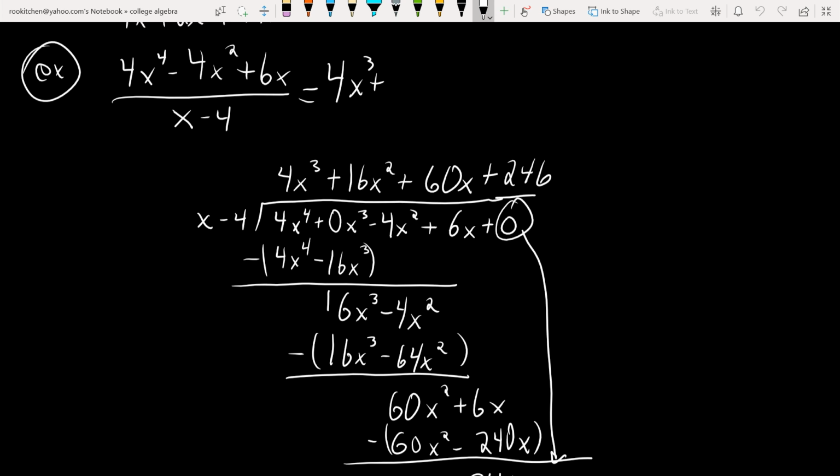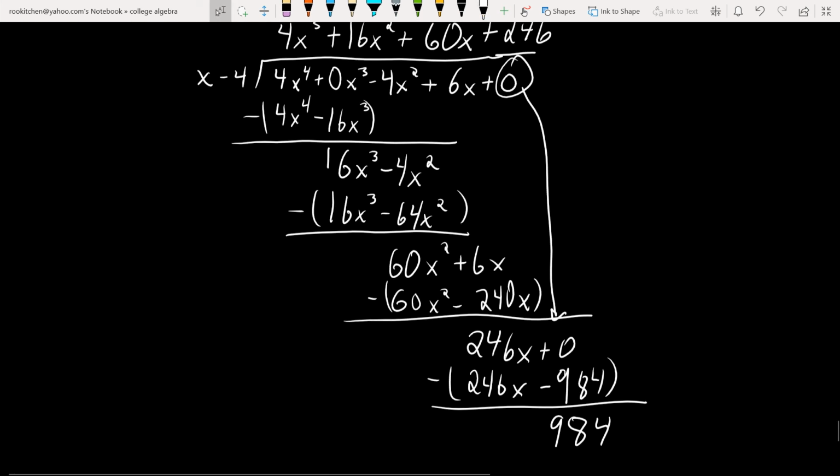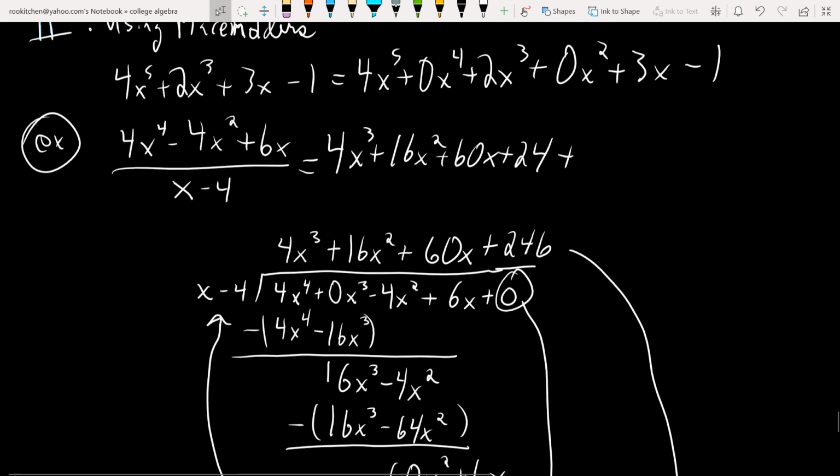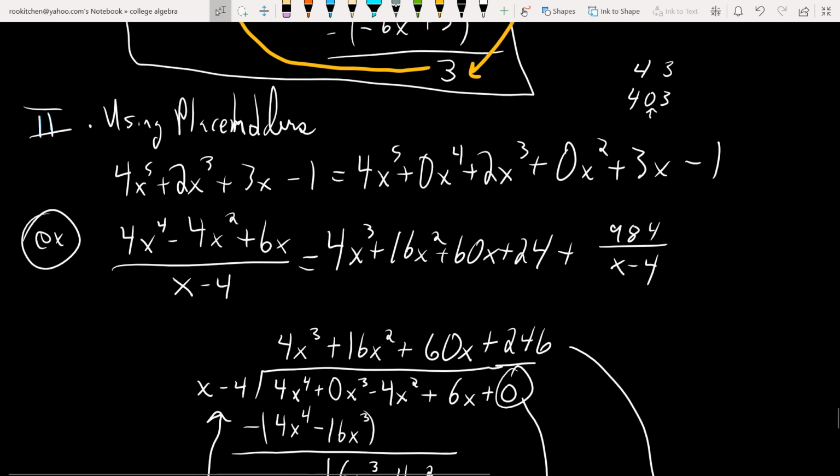4x cubed plus 16x squared plus 60x plus 246. And then plus, you do your fraction thingamajig here, 984 divided by x minus 4. Okay, plus 984 divided by x minus 4. So that's the long and the short of it.